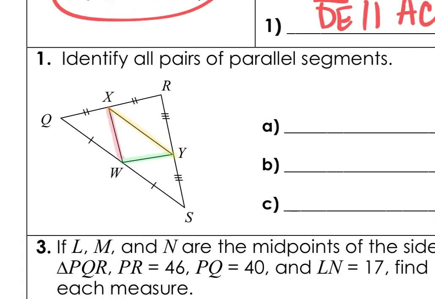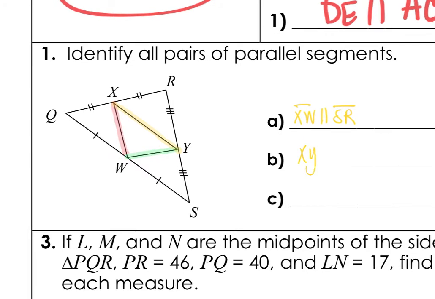XW is parallel to SR. All right, XY is parallel to QS. I just wrote congruent, sorry about that. XY is parallel to QS. And then let's look here at WY. WY is parallel to QR. So those are all the pairs of parallel segments.